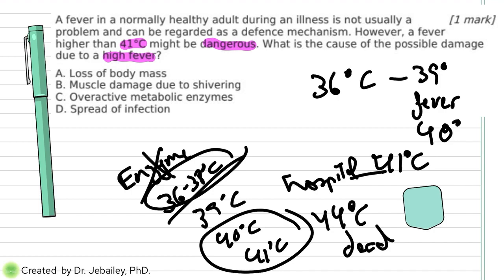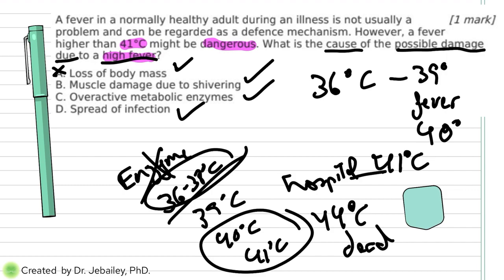So right here we have options. The first one says the loss of body mass, muscles damage due to shivering, overactive metabolic enzymes, spread of infections. The question again, it says, what is the cause of the possible damage due to high fever? So what happens if you have a high fever? What are the things that can happen to you? Loss of the body mass? No, because body mass has to do with nutrition. So if you're not eating enough, you will lose it.